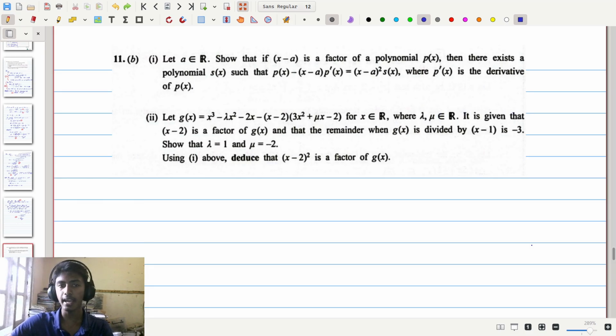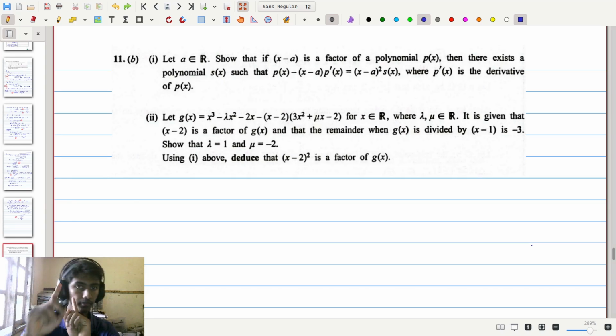It is given that x minus 2 is a factor of g of x, and the remainder when g of x is divided by x minus 1 is negative 3. Now, provided all of this, we are expected to show that lambda is equal to 1 and mu is equal to negative 2. And finally, using 1 above, deduce that x minus 2 squared is a factor of g of x.